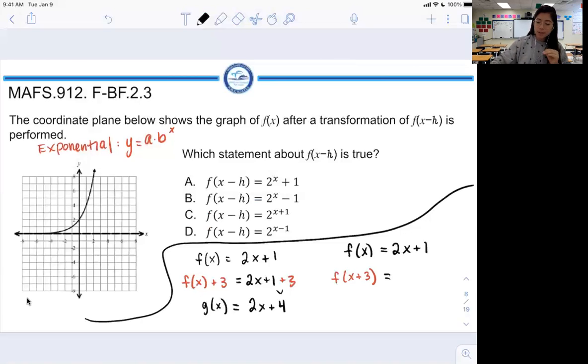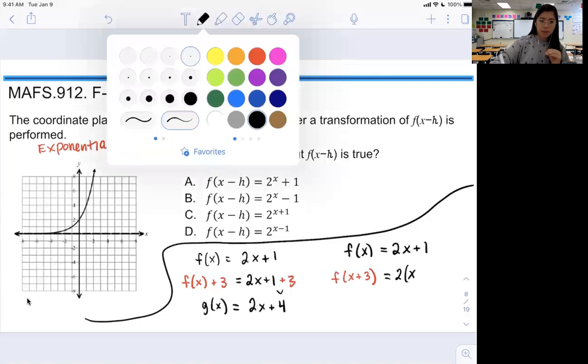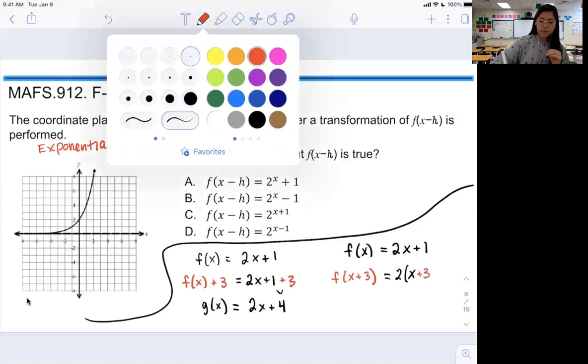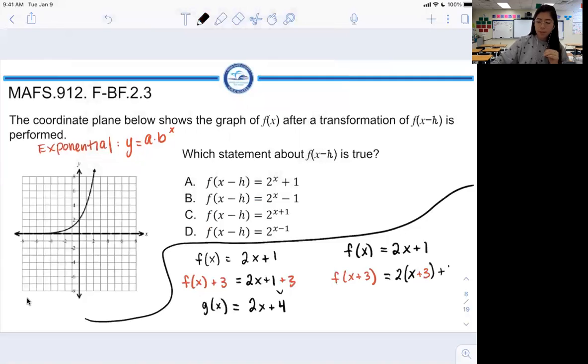So here's what happens. I have 2 times x plus 3. So I'm going to add 3 to the x, and then plus 1. Okay, notice the difference. Look at the 2 things we've done so far. Now if I wanted to simplify this, I need to distribute first. So this would be 2x plus 6 plus 1. And then my final answer would be 2x plus 7.